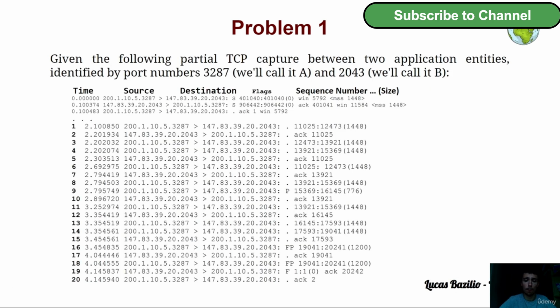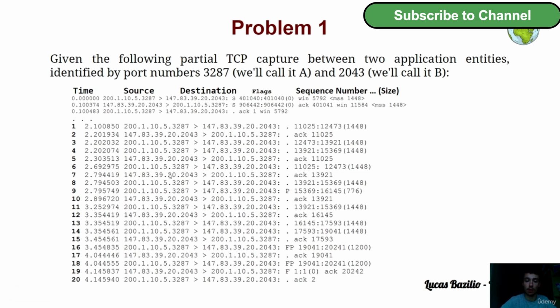So, problem 1 states: given the following partial TCP capture, this TCP trace, so we are using here the Transmission Control Protocol between two application entities, identified by the port numbers that we see here: 3287, this is application A, and the other port, 2043, which is application B. So on this TCP trace, we have the information in the columns that we already learned.